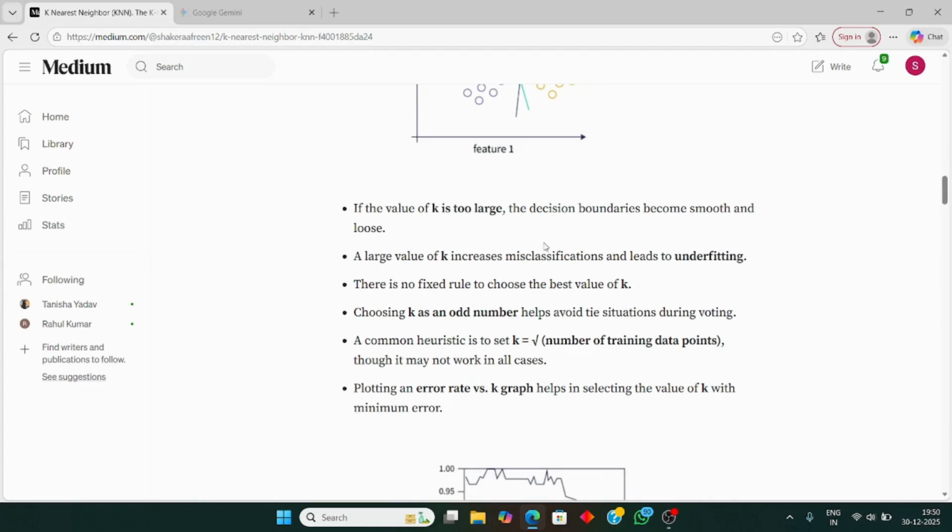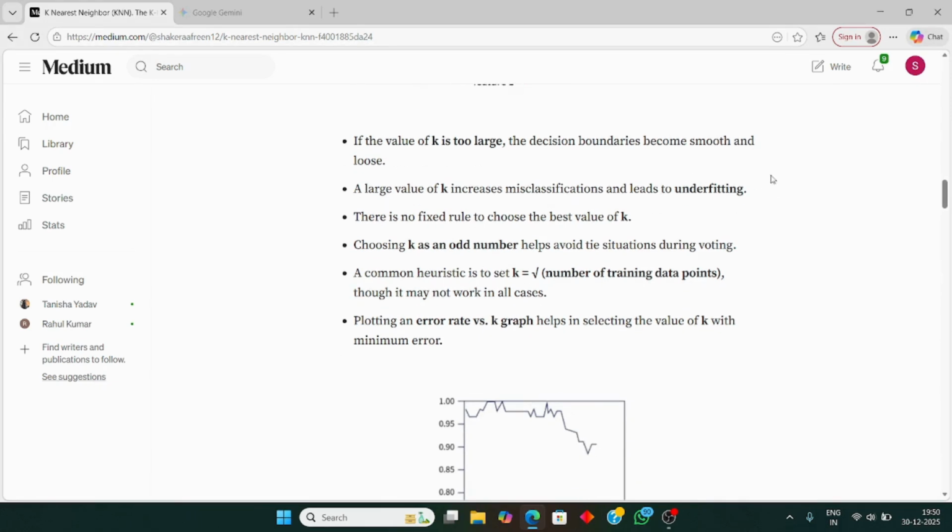Now, if K is too large, then the decision boundaries will be smooth and the model will lose detail. If K increases, it can misclassify, leading to underfitting. We know what underfitting is.